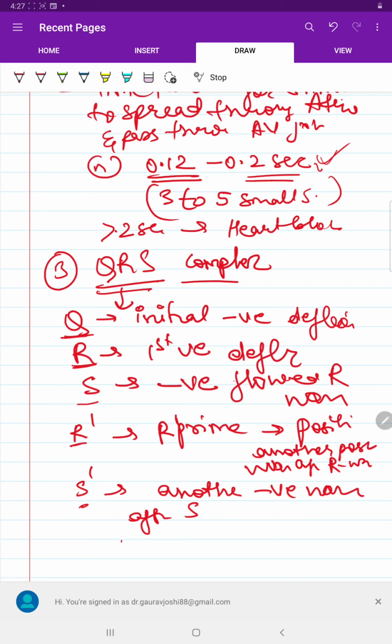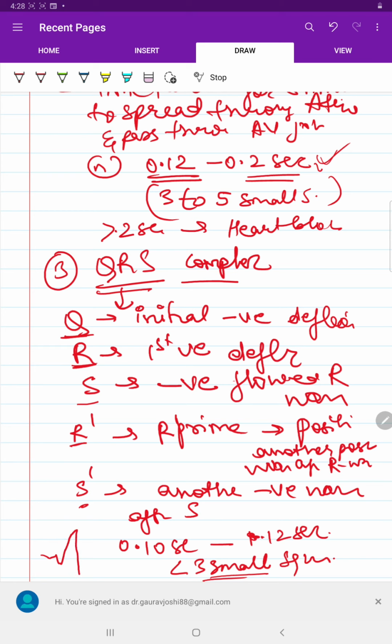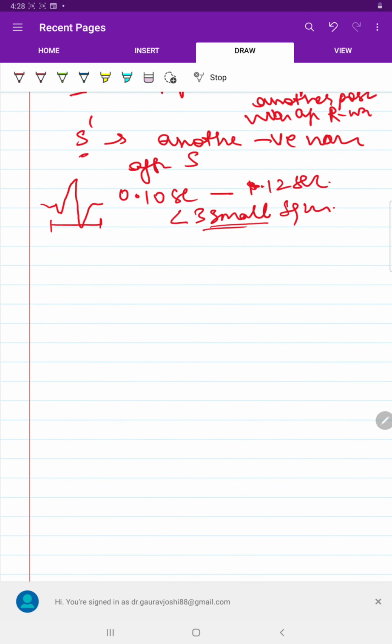So the normal duration of QRS is 0.1 second to 0.12 second. So we can say it is less than 3 small squares. Understood? If the QRS has an initial negative deflection, then positive, and then S negative, the duration must be less than 3 small squares. If there is more than 3, then there will be chances of hypertrophy.